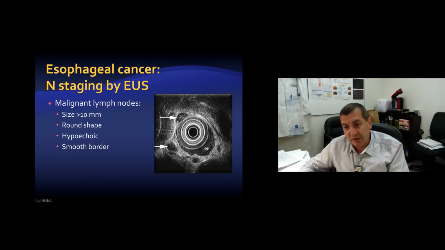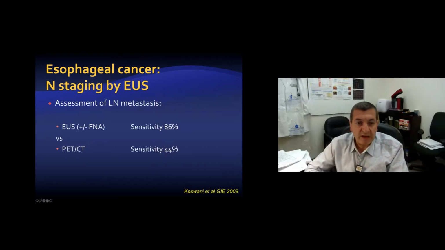This is a tumor in this image right here, and you can see multiple lymph nodes that look malignant. When you combine EUS with FNA, you increase your sensitivity to 86%. And if you rely on just a PET CT scan, it's only 44% sensitive in telling you whether this lymph node is involved with cancer or not.